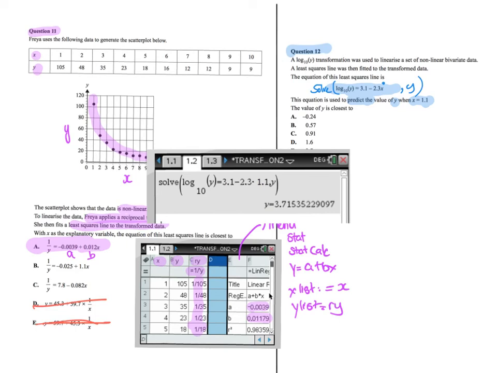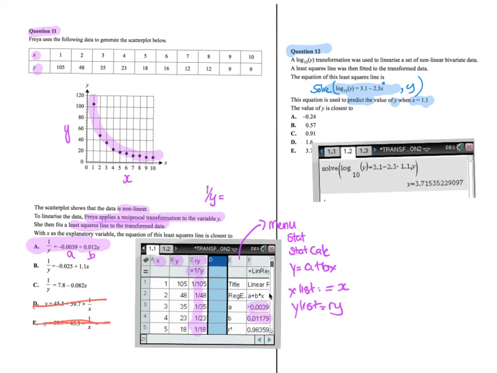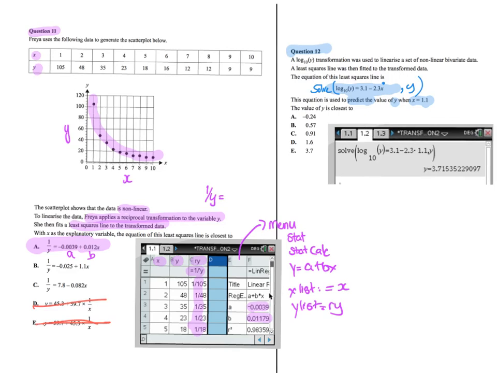So we can do that on a calculator. I just did that there, and we can see solve, and I've popped it in and I get the answer E. Alright, so there's a few examples of transformations. Hopefully chapter 5 goes well.